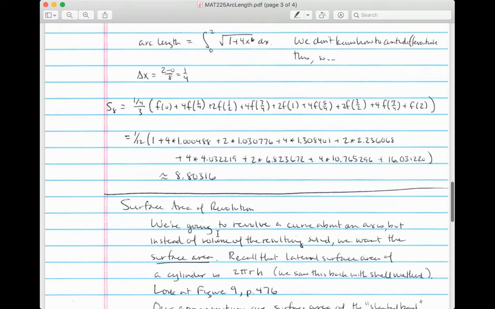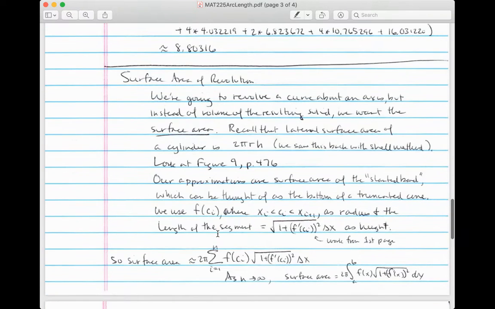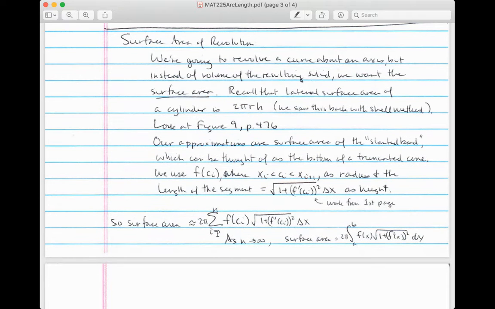The other topic that gets addressed in this section is surface area of revolution, where we're going to be revolving a curve around an axis again, but this time we don't want the volume of the resulting solid. We want to treat this as just a surface, and we want to find out what the surface area is, the lateral surface area. So we're going to go back and think about the fact that the lateral surface area of a cylinder is 2 pi rh. That's going to factor into our formula below.